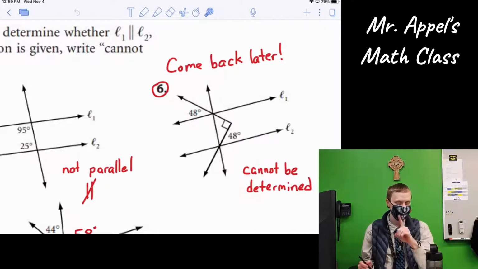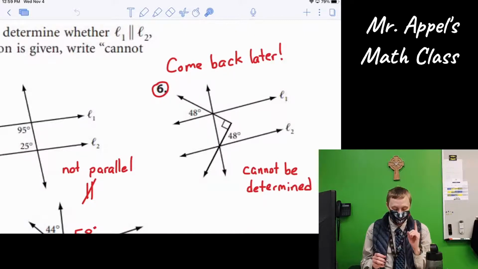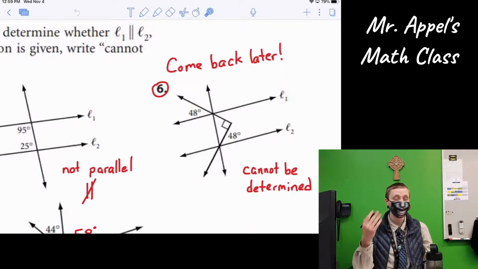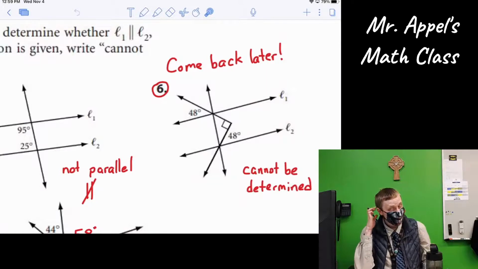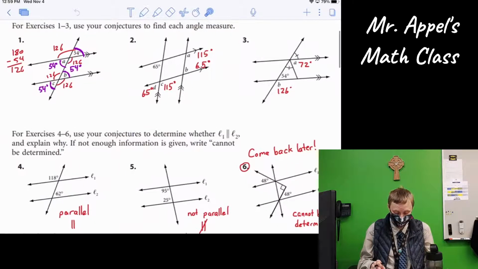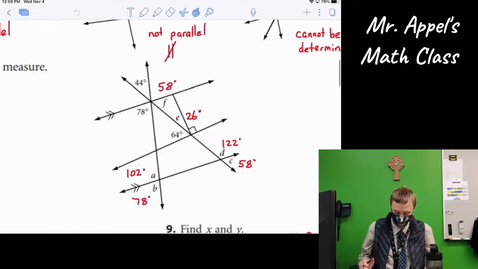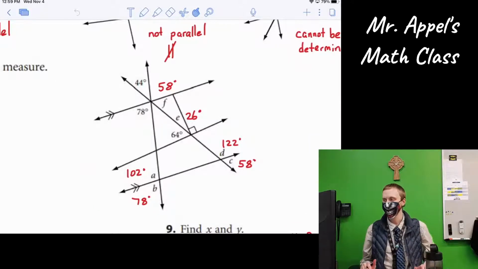And we cannot determine this from the conjectures we know right now. But I'm making a note to come back to this later, because I think we can actually determine this. We just need a few more facts and conjectures to work with. But I think it's doable. Okay? And then number 7 there. There's all of the results there.